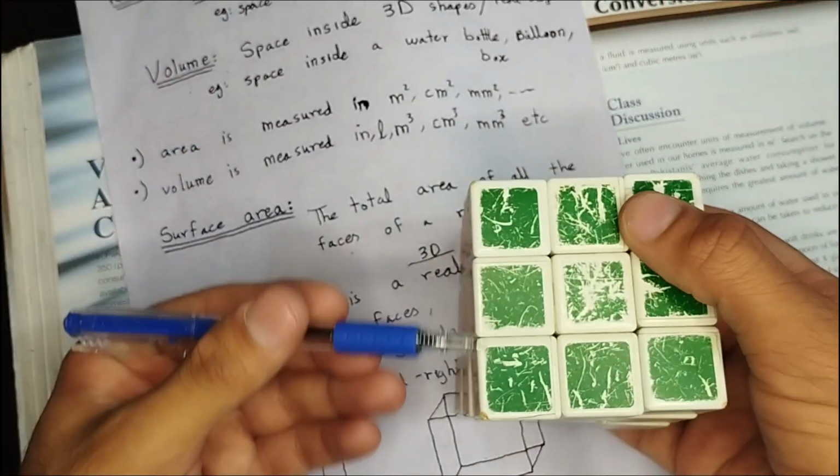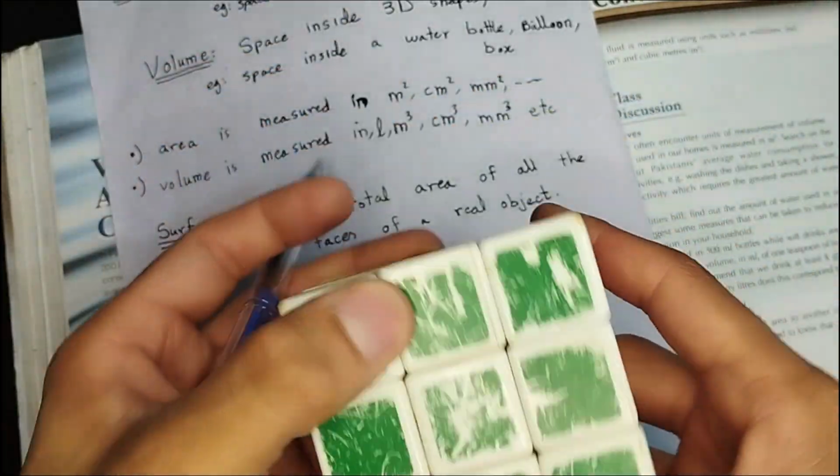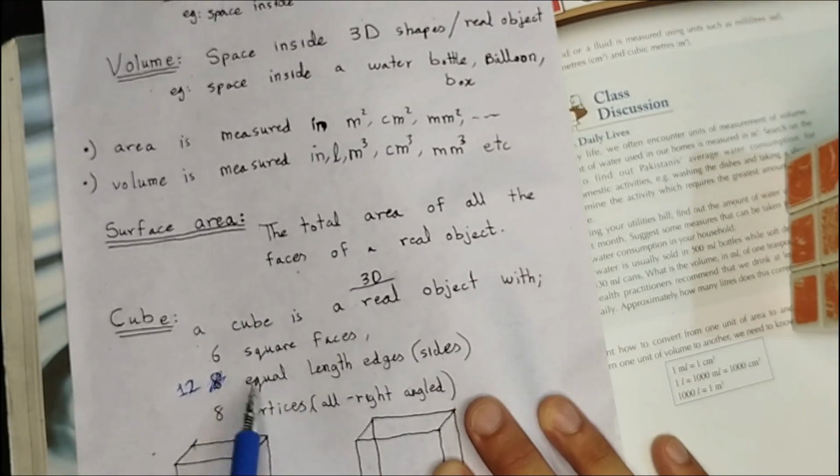For example, if this is 4 centimeter, all the other edges, all the other sides that you're seeing, they will all be 4 centimeter as well. If this is 4 centimeter, then all of them will be 4. If this is 6 centimeter, then all of them will be 6. Okay, that's what a cube is. Cube has all sides that are equal.